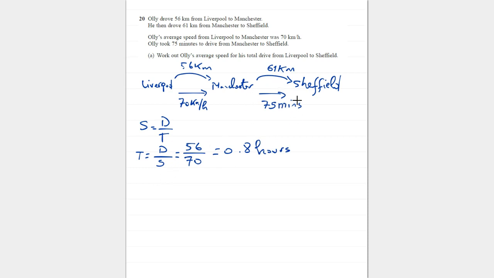Now we've got a time here in minutes. In the second phase, we need to convert that into hours. That's easy. You do 75 divided by 60, and that will give you 1.25 hours. You need to add the 2. Okay, so we do 1.25 add 0.8. That gives you 2.05.